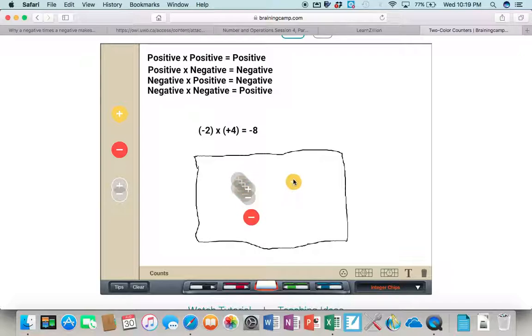I need to break these up. So now that I've lost track of how many I have, I need to separate them. And I need to have enough 0 pairs here until I can take away 2 groups of positive 4. So I'm going to put this one back together here. Okay, so it looks like I have a lot in this space, but really I have a value of 0.